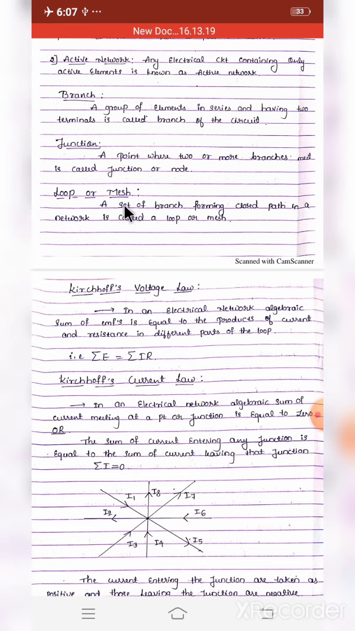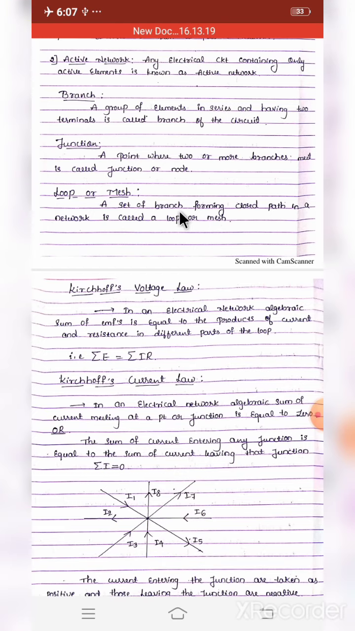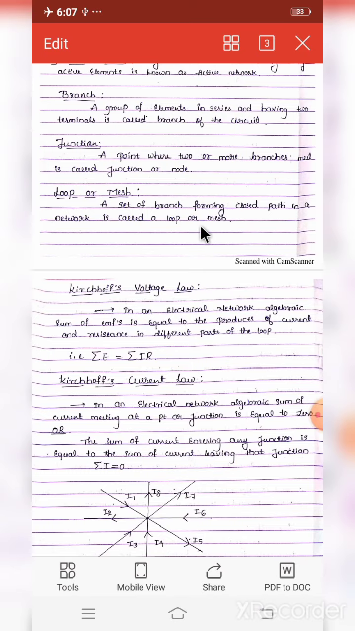What do you mean by loop or mesh? A set of branches forming a closed path in a network is called a loop or mesh.